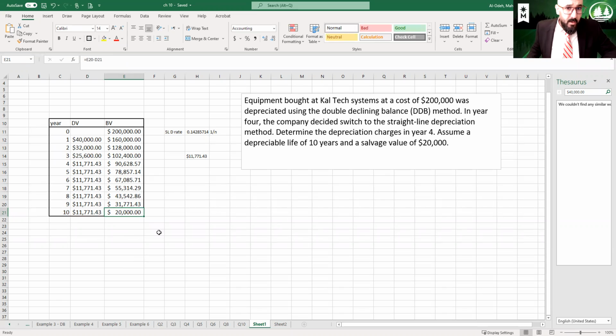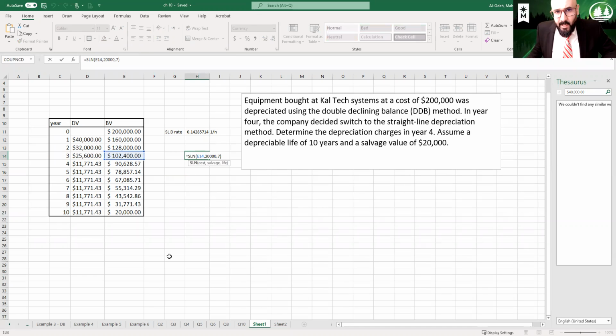All right, is there another way for doing it? Yes, absolutely. There's another way for finding the depreciation value using the straight line in year 4. What I did, I used the function SLN in Excel, and I put the cost to be 102, which is the book value in year 3, and the salvage value is 20,000, and the life 7 years, and that will give you 11,774.